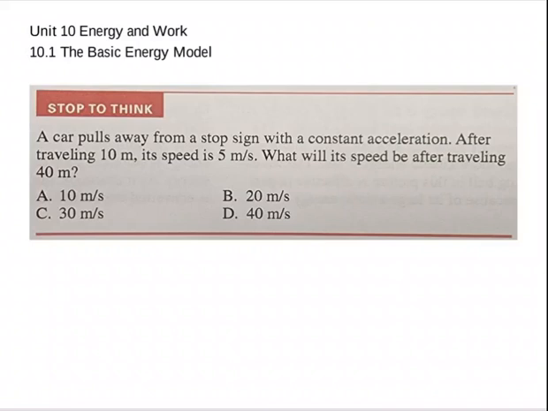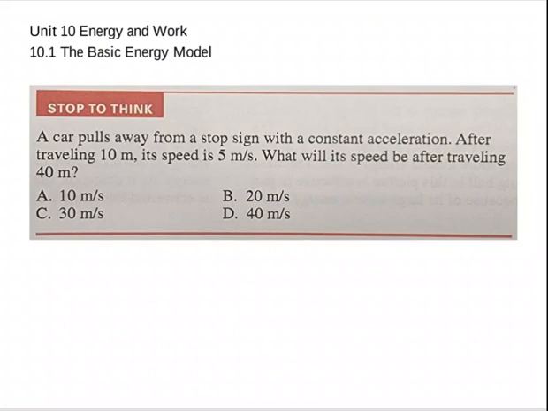All right. So, chapter 10 is talking about energy and work. And section 1 is the basic energy model. And before we get into that, let's talk about this. The car pulls away from a stop sign with constant acceleration. After traveling 10 meters, its speed is 5 meters per second. What will its speed be after traveling 40 meters?